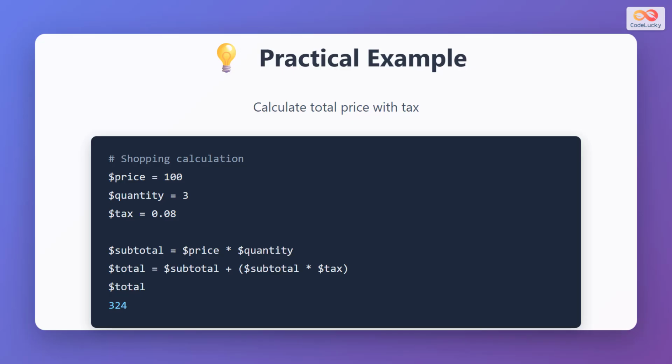First, we calculate the subtotal by multiplying $price times $quantity, which gives us 300. Then we calculate the total by adding the subtotal plus the subtotal times the tax rate. The subtotal times the tax gives us $24 in tax. Adding that to the $300 subtotal results in a final total of $324. This example demonstrates how you can combine multiple arithmetic operators with variables to solve real-world problems in your PowerShell scripts.